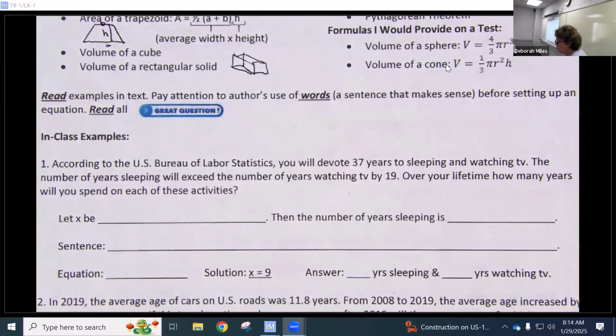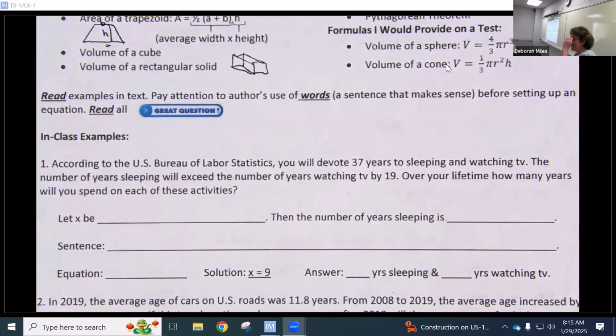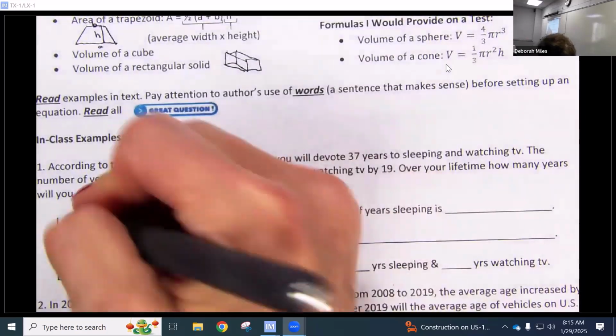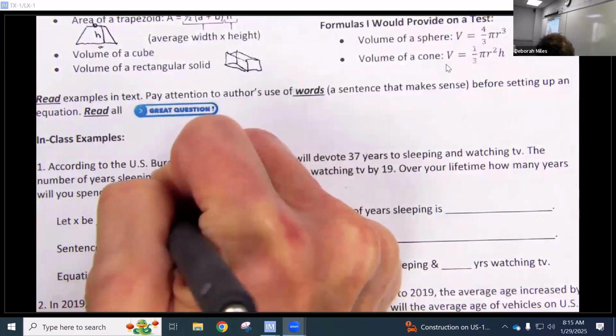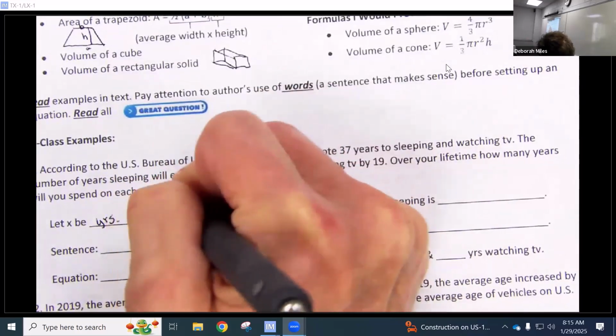All right, so what would be a good choice for X here? Okay, any, mini, miny, mo. It doesn't matter if you let X be the years spent watching TV or you let X be the years you spent sleeping. Whatever you let X be, that's going to influence what you call the other one. So I like your idea. Let X be years spent watching TV.